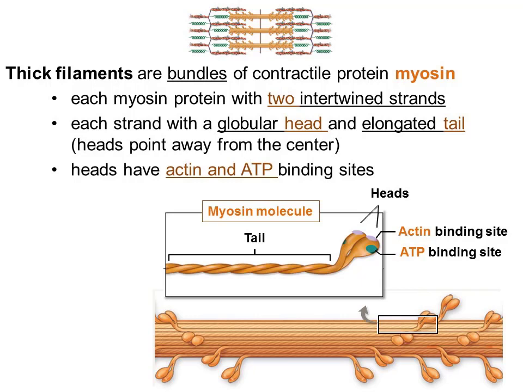Now, notice on our globular head, there's two spots. And this is the other reason why I like to use the arm as an analogy. What are your hands good at doing? Grabbing stuff. And the stuff that the myosin hand is going to grab, first, it's going to grab energy. And so what do we need to grab? ATP.